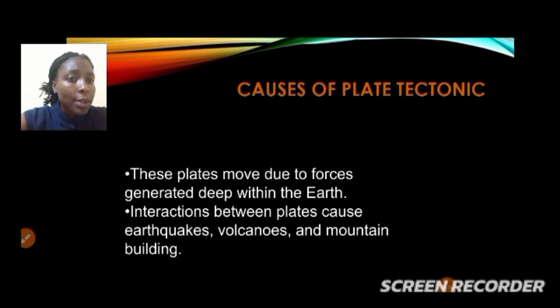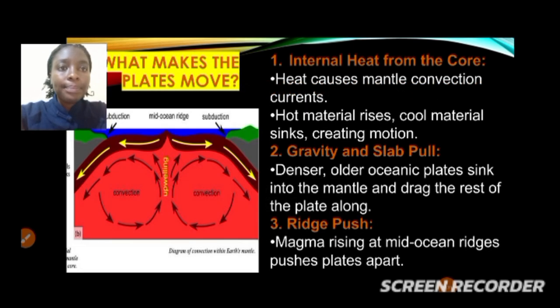Okay, interaction between plates causes, as I said, the formation of mountains, volcanoes, earthquakes, and mountain building. What makes the plates to move? Anyone who can think of the thing that can make the plates to move? Okay, we have the internal heat from the core.